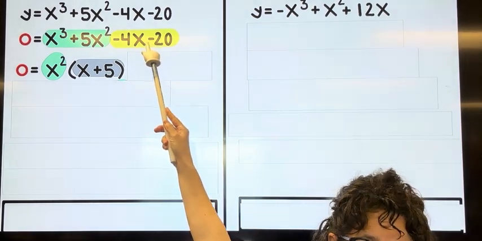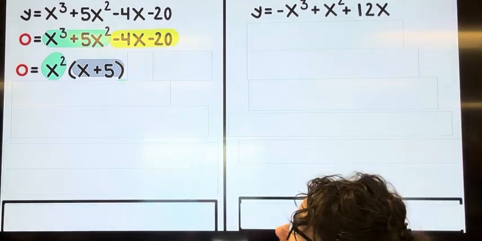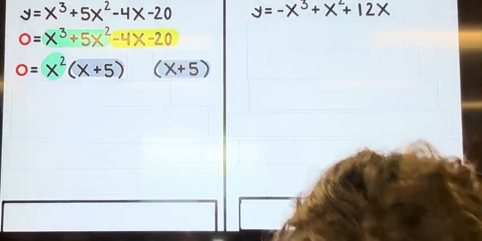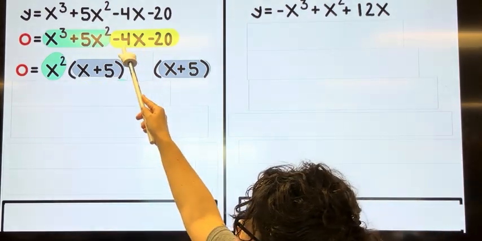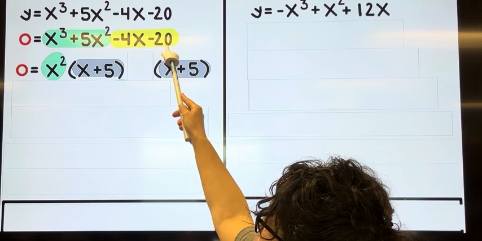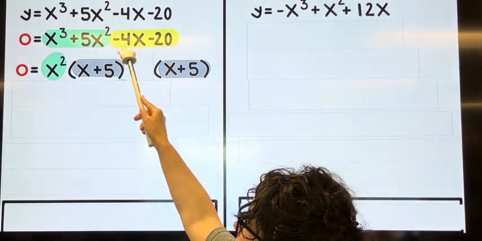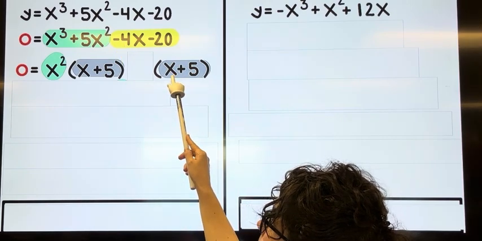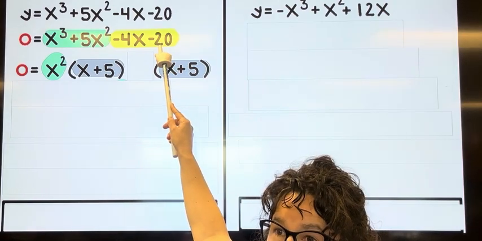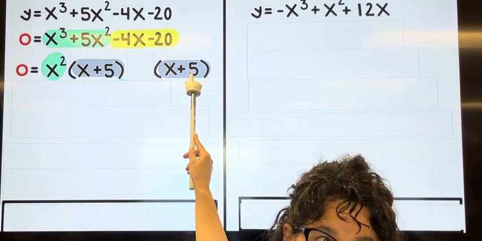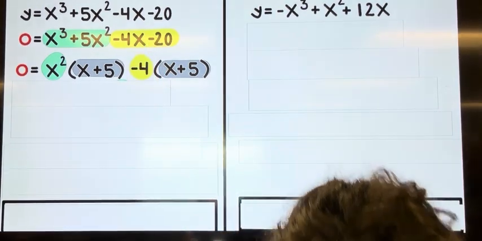Similarly on the back half, I'm grouping those two, looking for what's in common. But if you remember, when you do this, you are going to get a match. So you're thinking, what did I take out of negative 4x and negative 20 to be left with x plus 5? Well, negative 4 taken out would leave me with a positive x, and negative 4 taken out of negative 20 divided by negative 4 is positive 5. So what was in common here was negative 4.